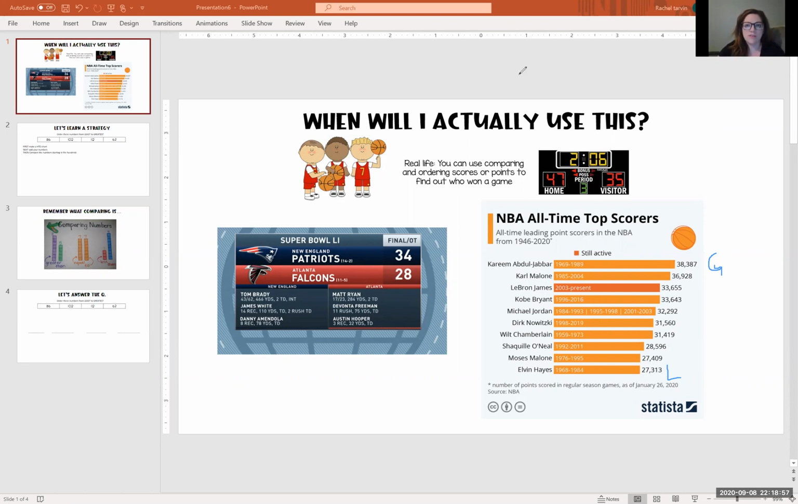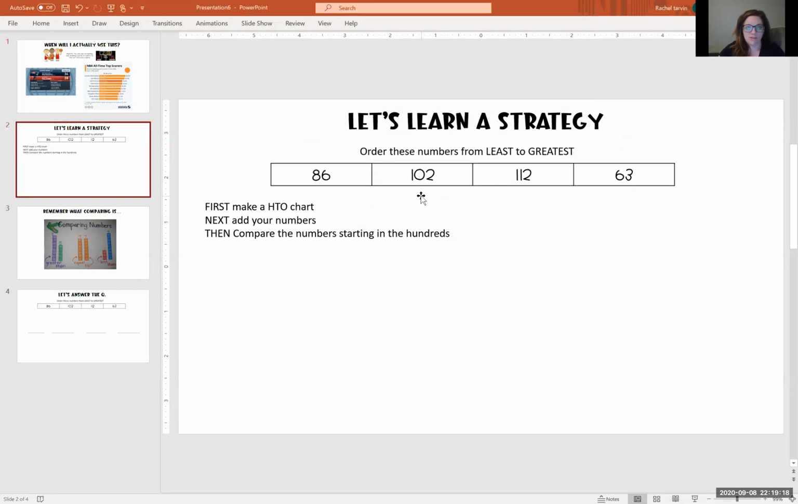So if we use things like ordering numbers, we'll be able to tell who scored the most points, who won a game. Maybe if you were seeing who sold the most of a certain item, you could order those as well. But today we're going to order numbers so that you learn how to do that. So I'm going to show you a sample question. Let's look, and we're going to learn a strategy.